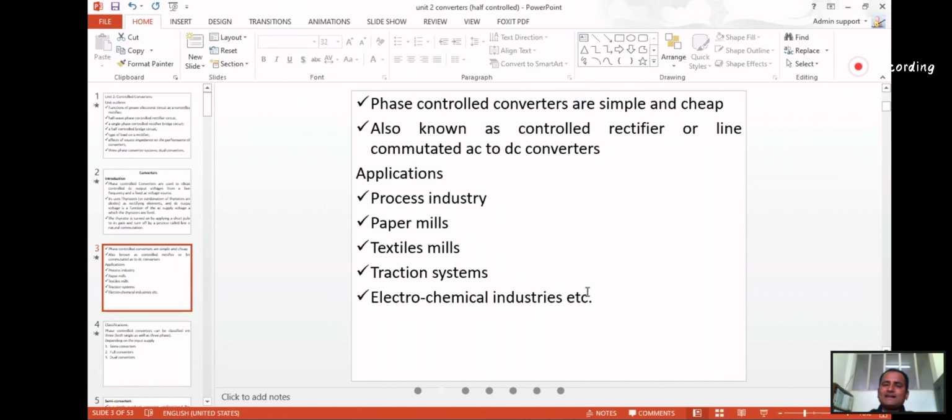So why do you use this type of converter? Controlled converters can be used in the process industries where manufacturing takes place, maybe in a food processing unit, or even in industries where we manufacture different types of goods. So process industries where you require control over the output: paper mills where they manufacture paper, textile mills, traction systems, electrochemical industries. Almost all the industries use a thyristor controlled converter.